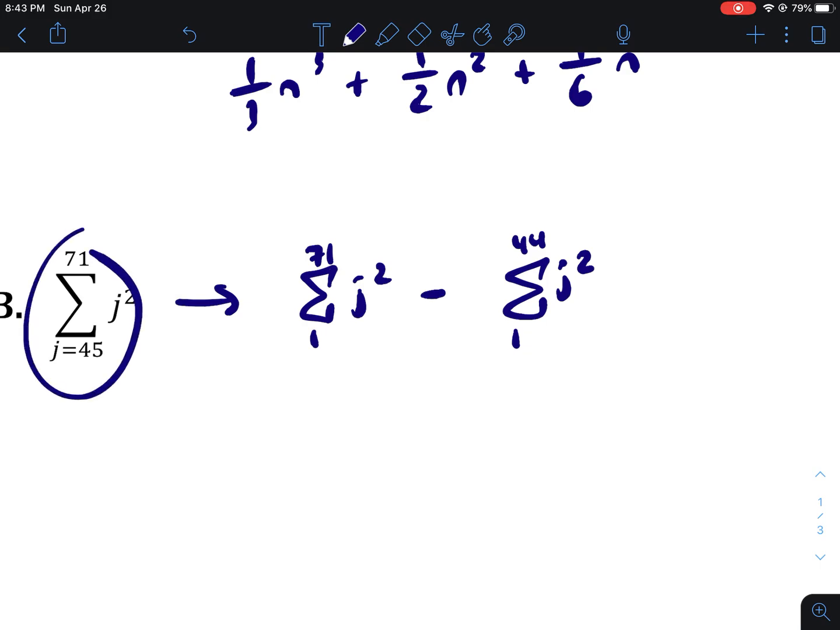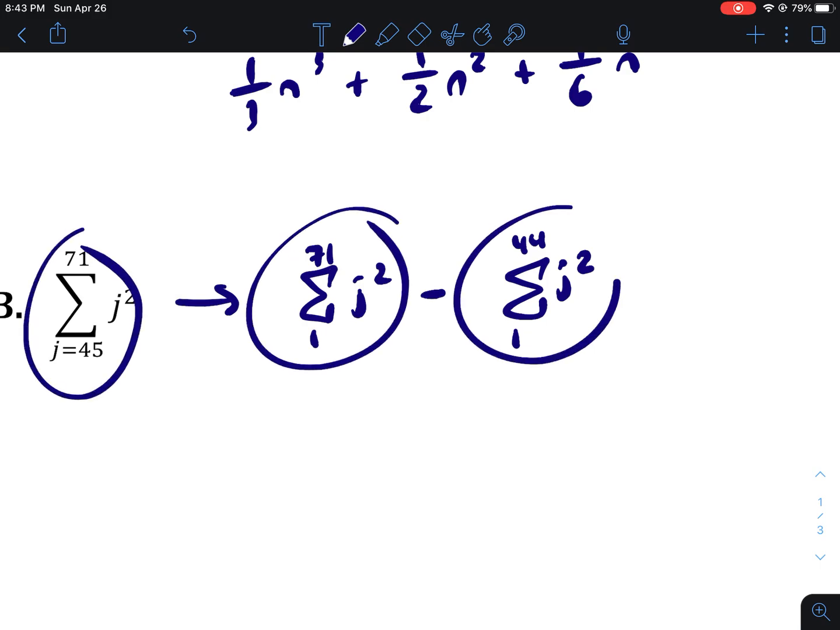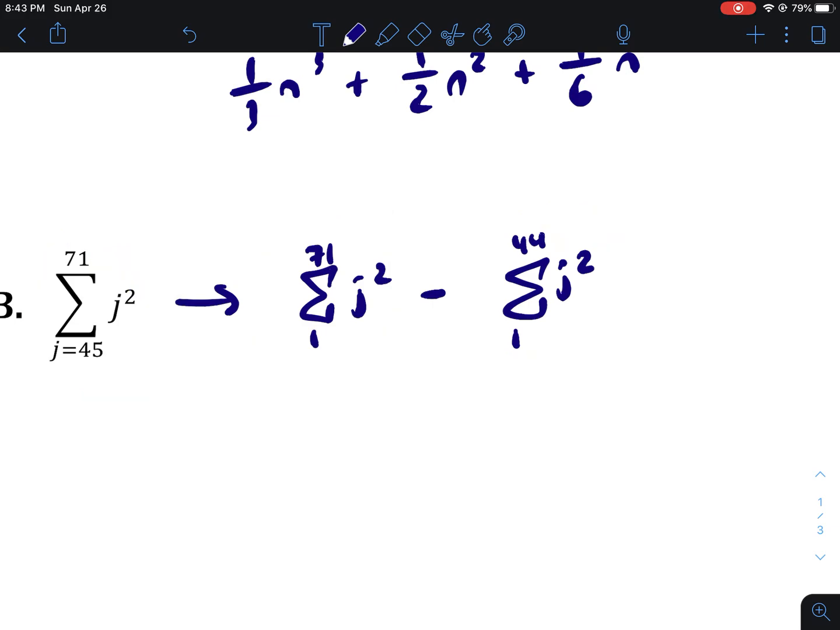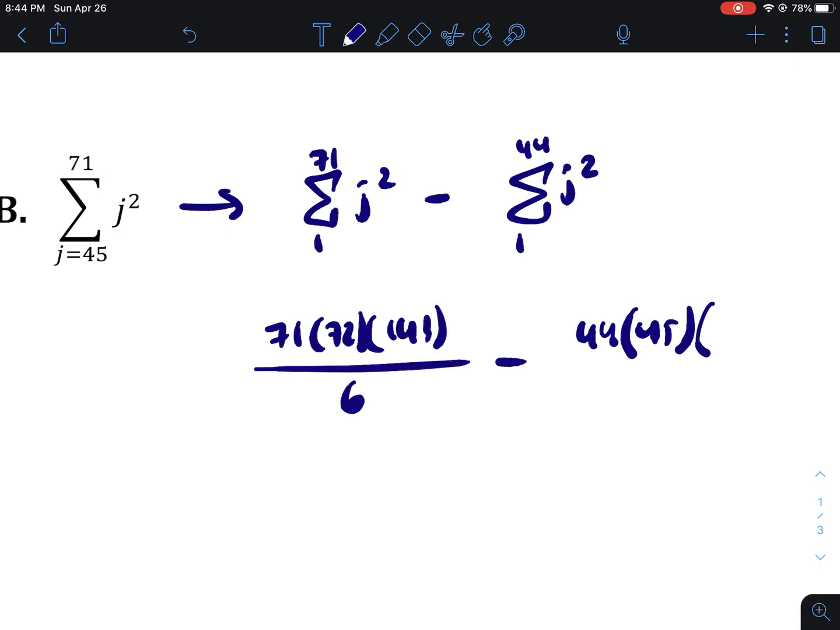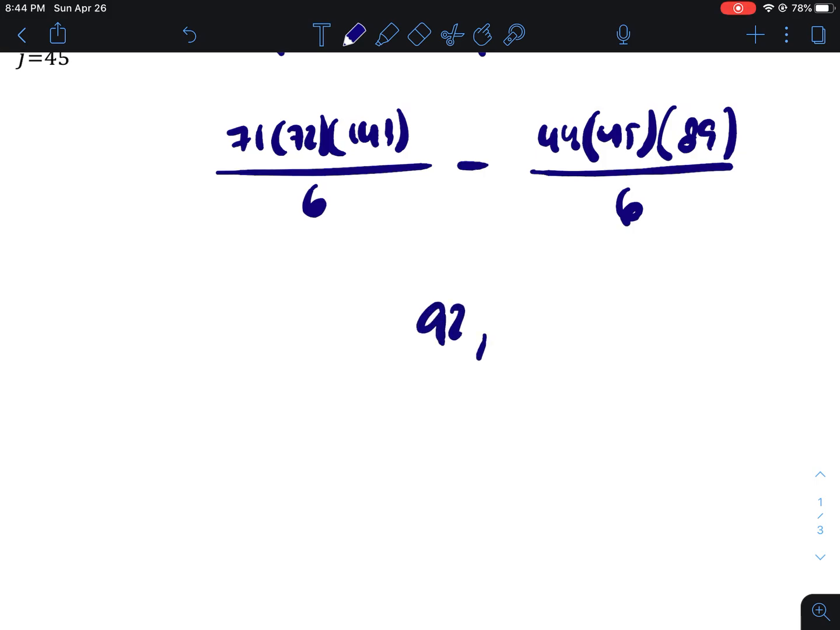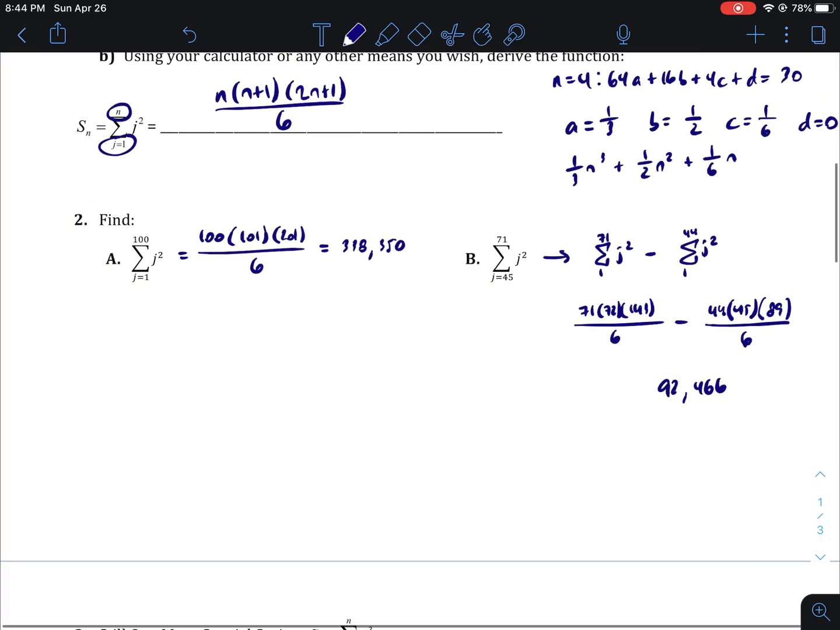So 45 to 71 is all of them, but take away the first 44. That's really the only way to do it with this formula, because this formula relies on using 1 as your bottom number. So you kind of have to do something like this to get the point across. Use the same kind of thinking. The 71 guy would be 71 times 72 times 143, from the 2n plus 1, all over 6. This one would be 44 times 45 times 89, also all over 6. Put that all together. The final answer should be 92,466. All right, so that is how you find sums with quadratics.